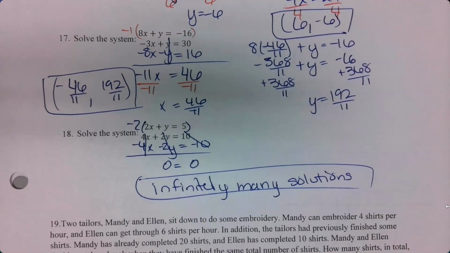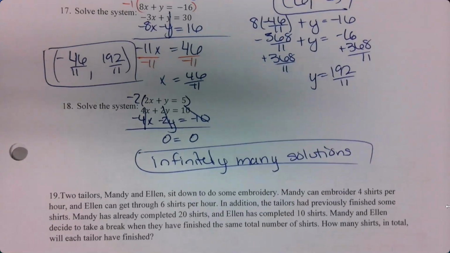If I had gotten something like 0 equals 7, that wouldn't be true, and I would have written no solutions, because it's not true.